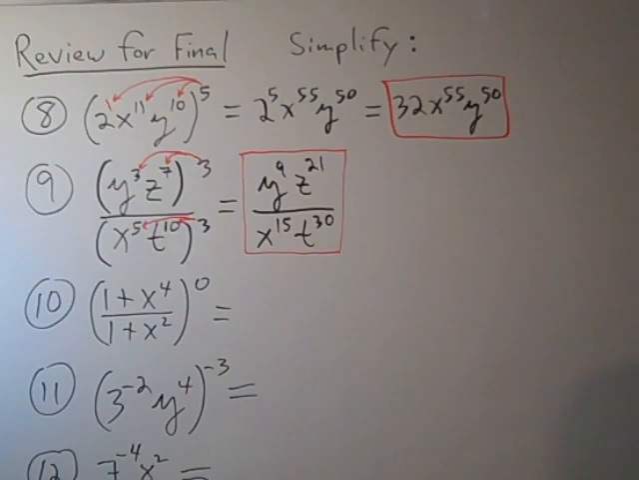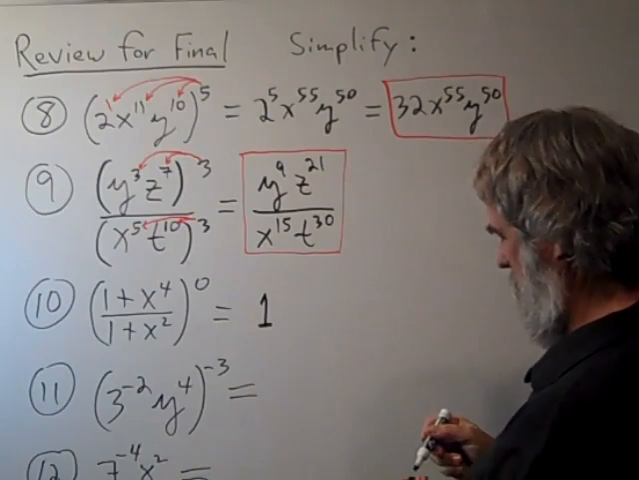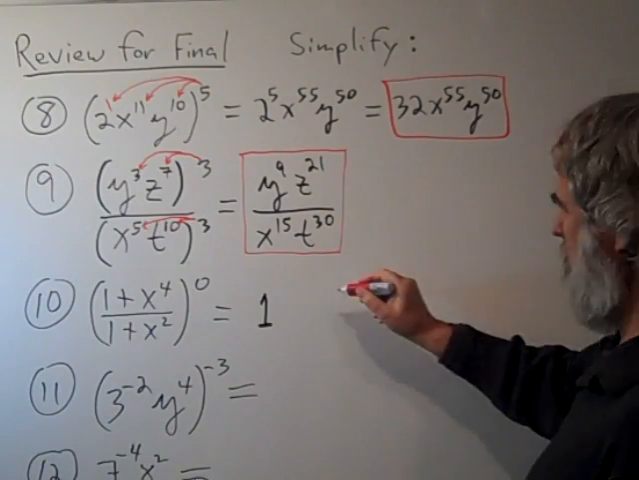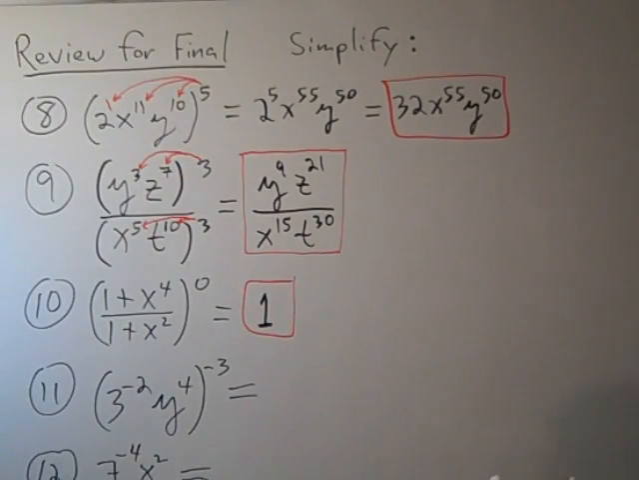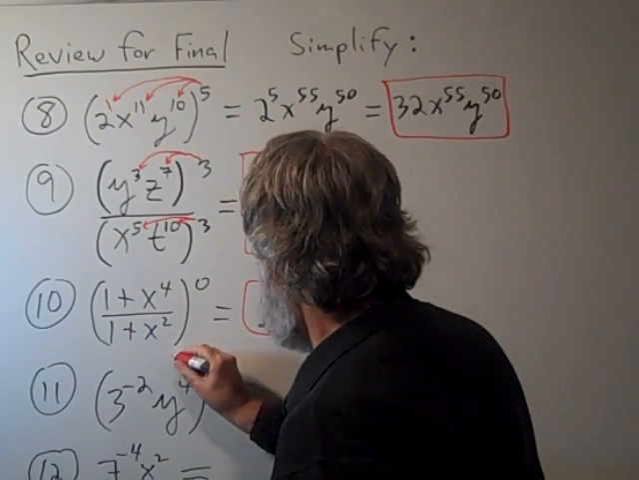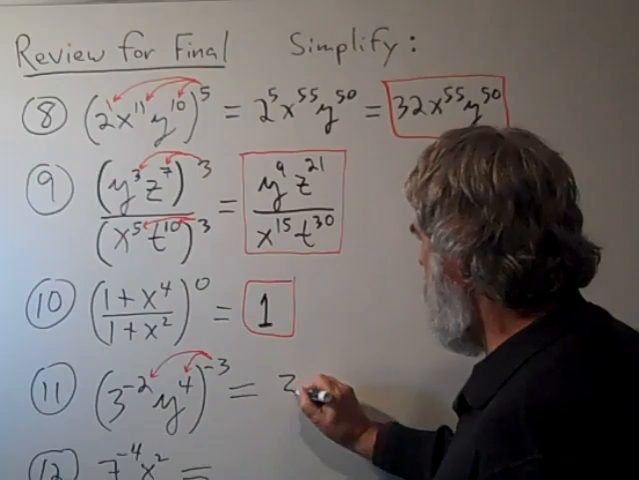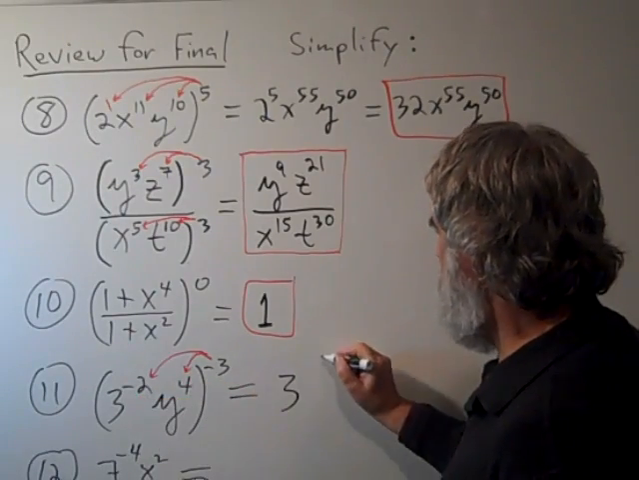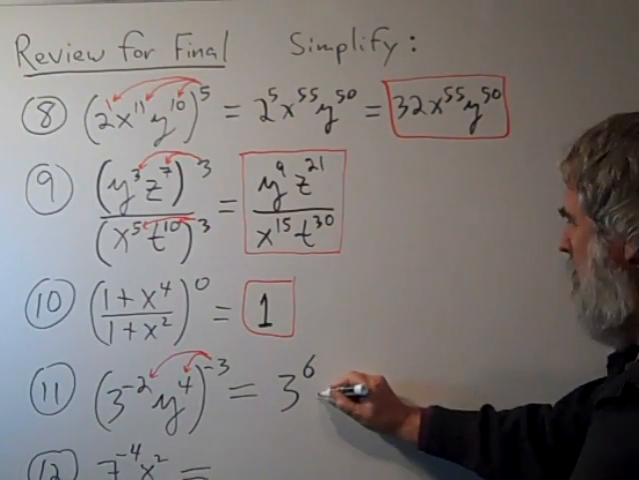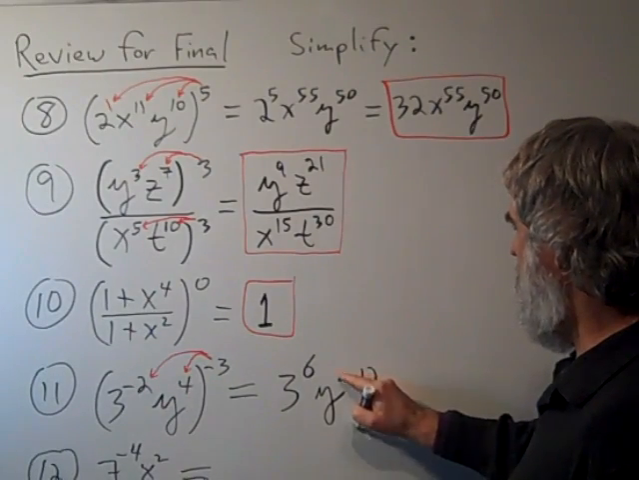Anything to the 0 power equals 1. Now for this next problem, let's distribute the exponent of negative 3, multiplying it times each of the exponents. And we get 3 to the negative 2 times negative 3 is positive 6. And y to the 4 times negative 3 is negative 12.